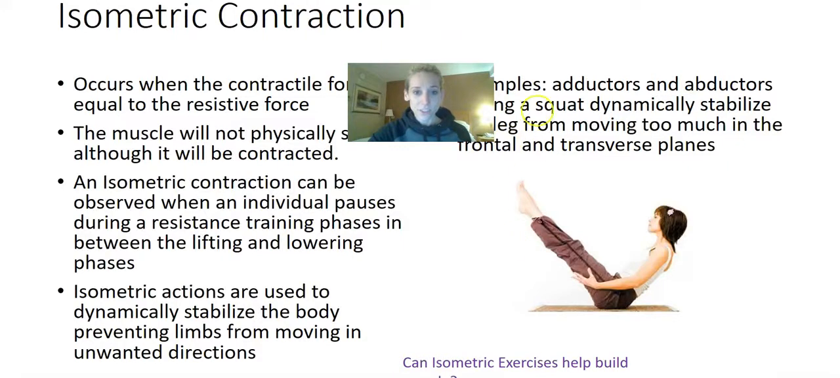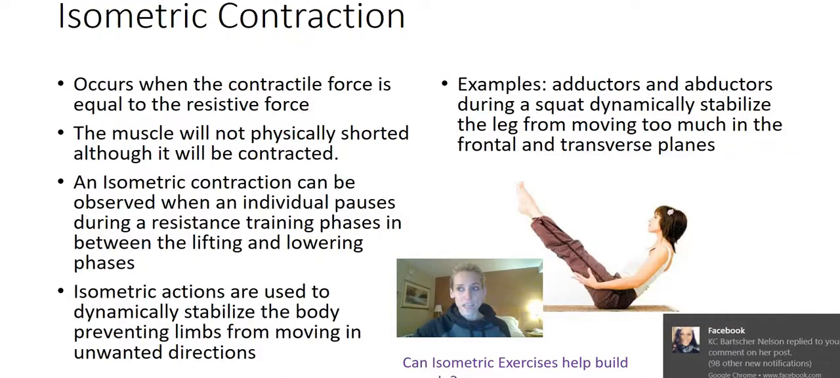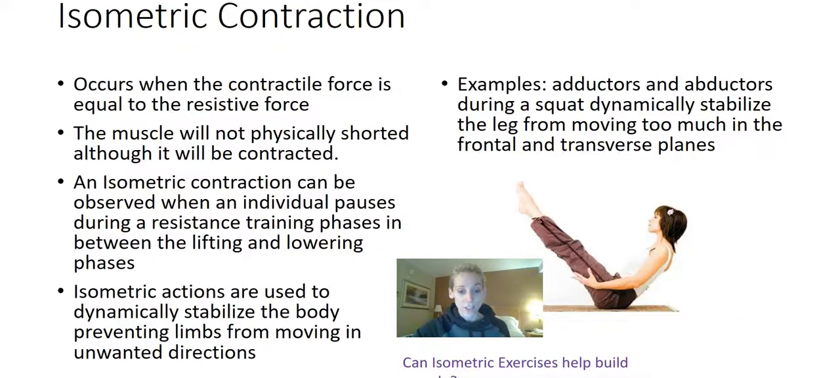Okay. So here we have our isometric contraction. Look, it's Pilates. This occurs when the contraction force is equal to the resistive force, right? So isometric means length, right? The metric part is saying the muscle's not going to change its length. If it's contracted, it's going to hold that contraction in that spot, right?